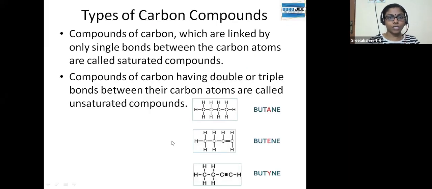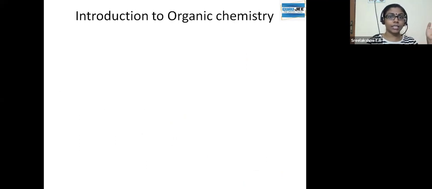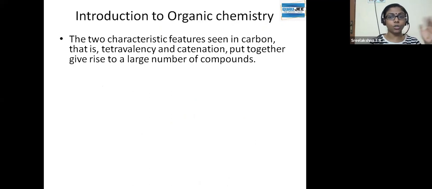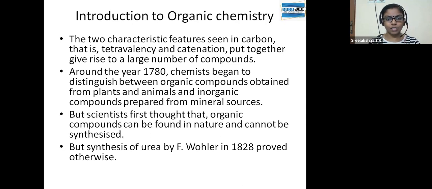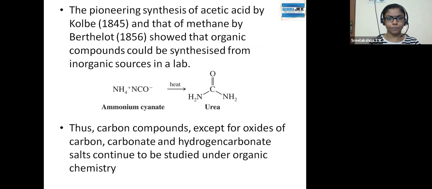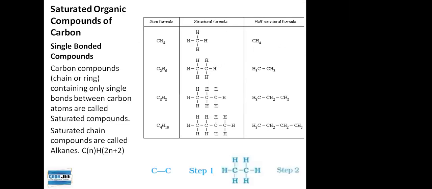So here are the notes. Types of carbon compounds, that is saturated, unsaturated, things like that. Next, introduction. As an introduction to organic chemistry, I can tell you about tetravalency and catenation, and that leads to the numerous compounds that I have already told you. I think I have given you these notes, isn't it? Yes, this I have given you.